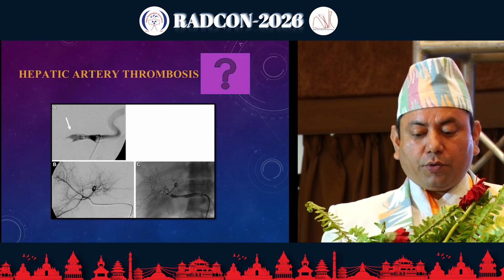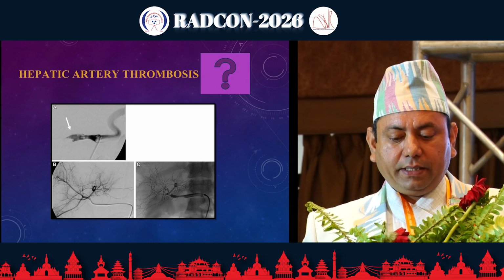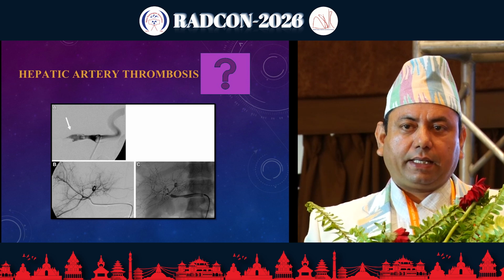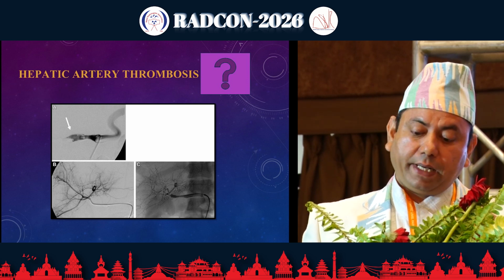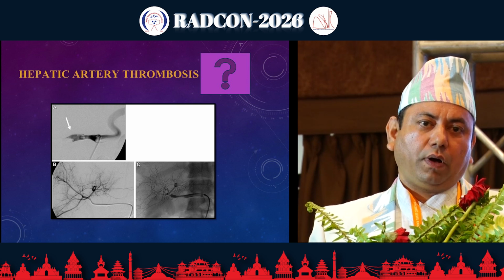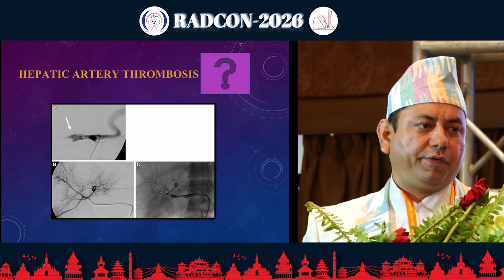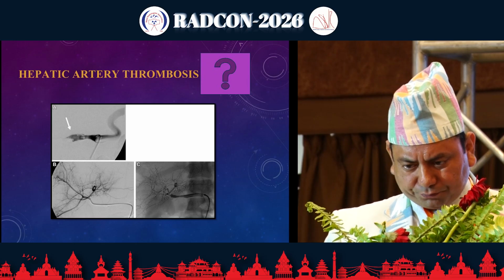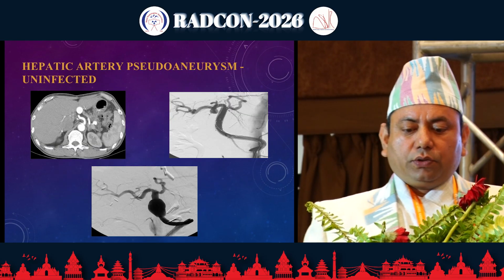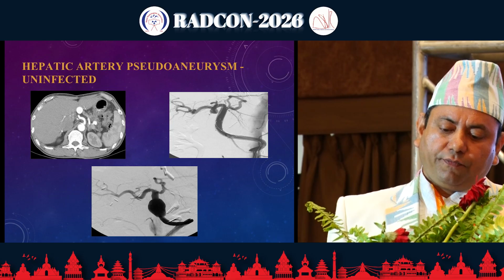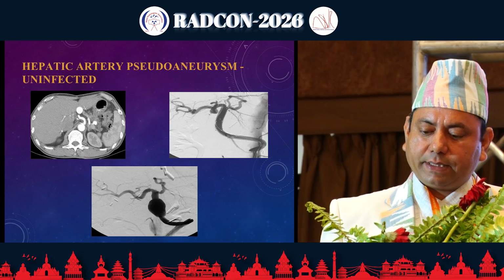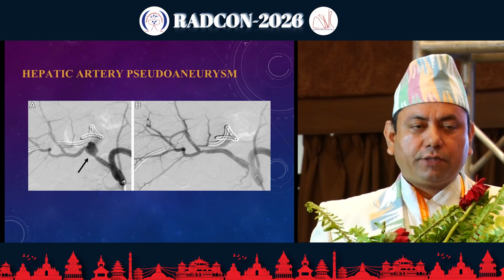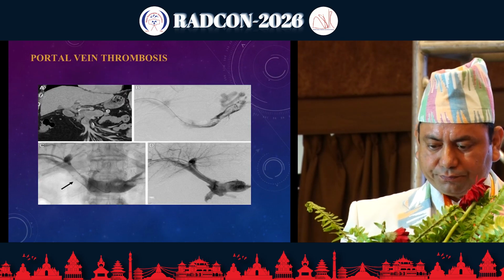In hepatic artery thrombosis, we can see the filling defect, and then intra-arterial thrombolysis can be done with low molecular weight heparin, and it shows good flow within a few minutes or a few hours after the intra-arterial thrombolysis. In hepatic artery pseudoaneurysm, there is a focal bulge of the contrast, and we can see the images of the pseudoaneurysm. This can be well managed with a covered stent.